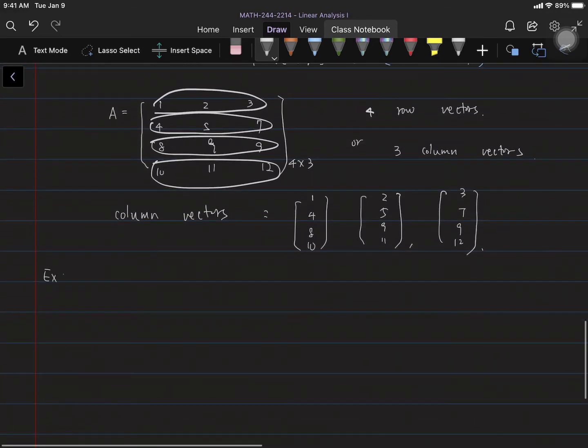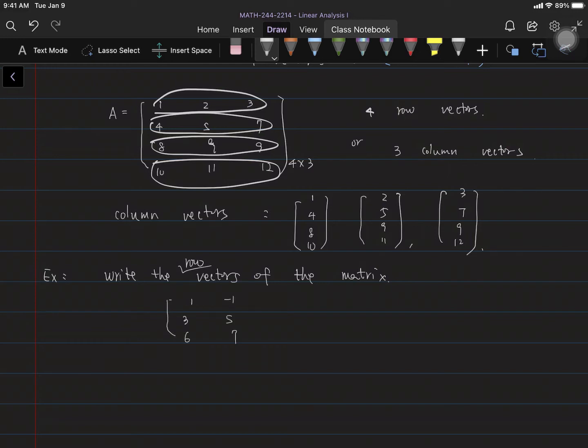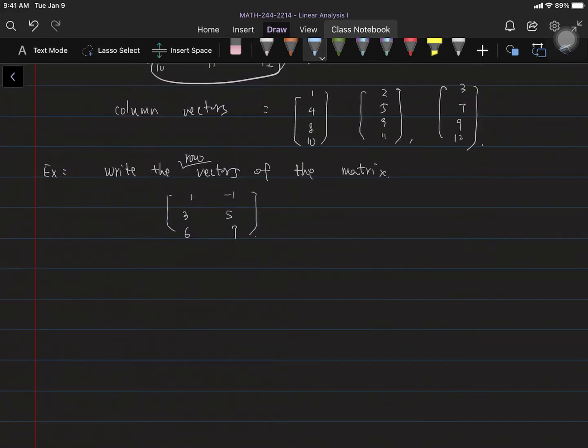Let's try this one exercise. Write the row vectors of the matrix. The row vectors of this matrix. Okay, please check. So this matrix has 3 row vectors, right? Those 3 row vectors are 1, negative 1, 3, 5, 6, 7. Okay, those are the 3 row vectors.